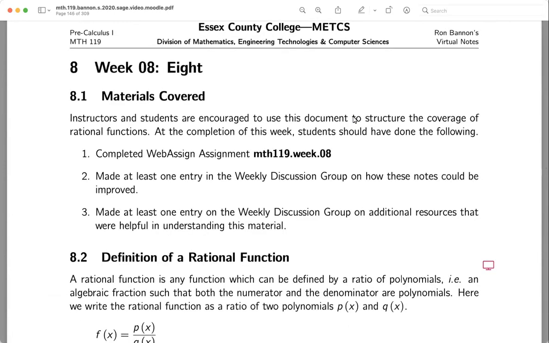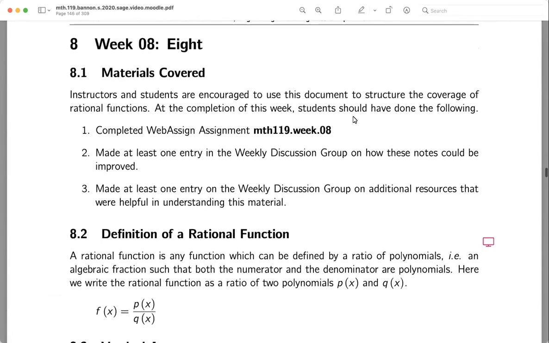Okay, we're in week 8, and we're going to be covering the material in week 8. Again, just to remind you how this is going to go: we're going to give you a lecture. What does that mean? We're going to talk about the material and introduce certain concepts, and then we're going to go through examples.